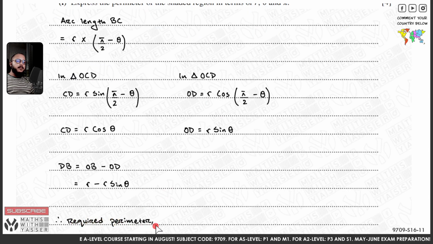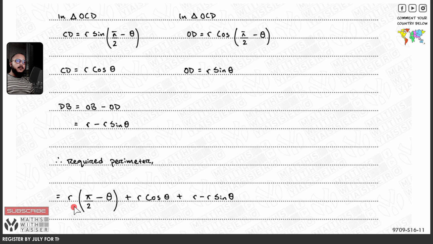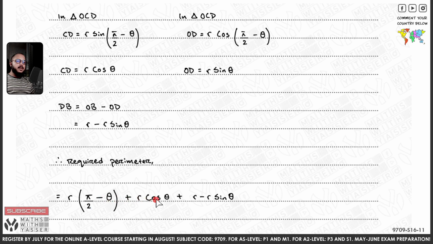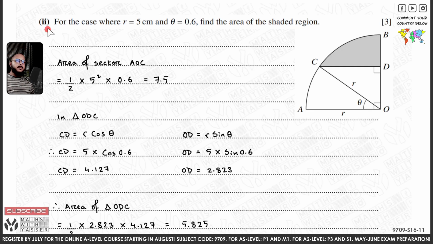So the required perimeter should be, this is the arc length, which is r times pi by 2 minus theta, plus r cos theta plus r minus r sine theta. In the next part of the question, for the case where r is equal to 5 and theta is equal to 0.6, find the area of the shaded region.